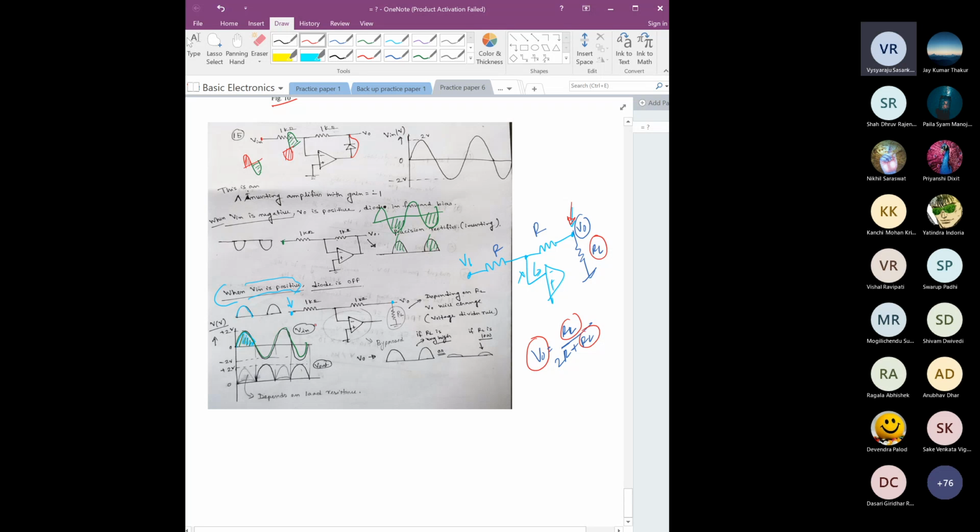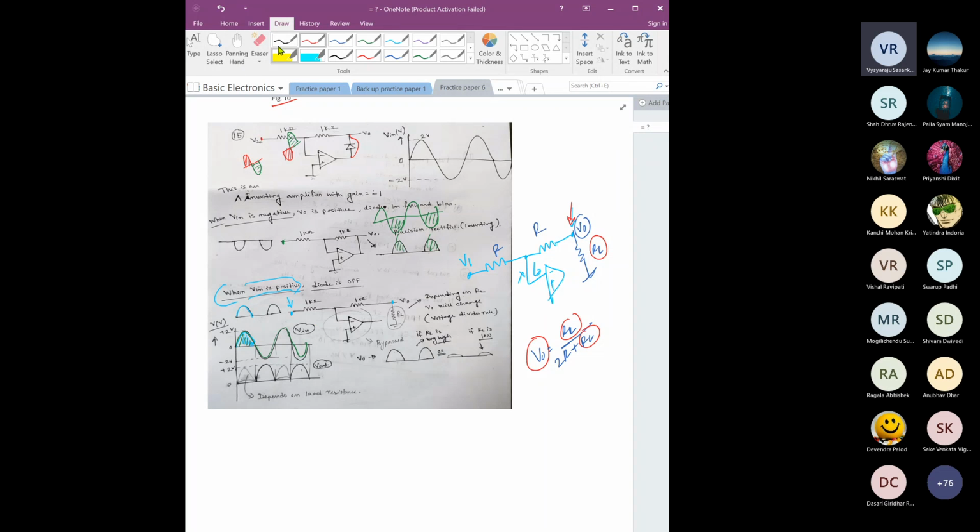Can you please tell me, for the precision amplifier, from where we have taken this output? Sir, from the terminal which is directly connected to the op-amp. From the terminal which is directly connected with the op-amp, are you sure? Are you sure?